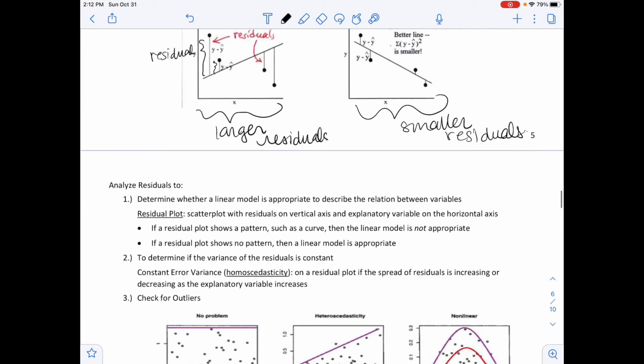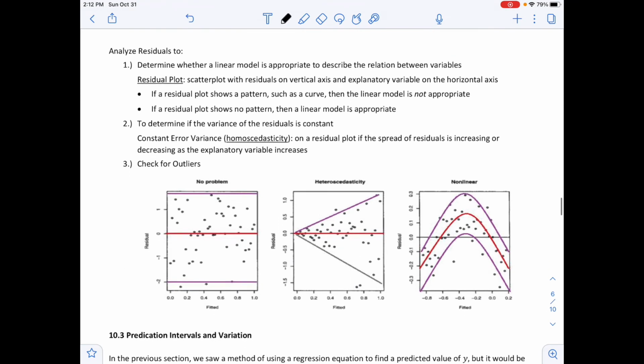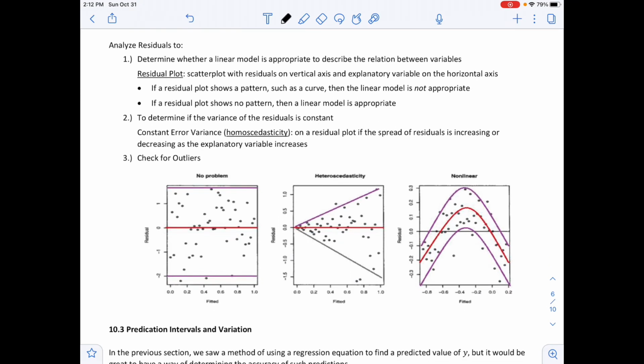And so to analyze our residuals, we're going to determine whether a linear model is appropriate to describe the relationship between the variables. We're going to make what's called a residual plot. This is a scatter plot with the residuals on the vertical axis and the explanatory variable on the horizontal axis. If the residual plot shows a pattern, such as a curve, then the linear model is not appropriate. And if the residual plot shows no pattern, then we can say a linear model is appropriate.